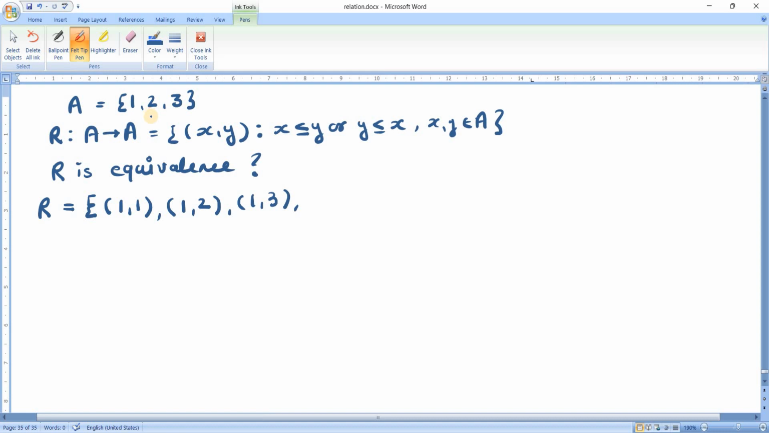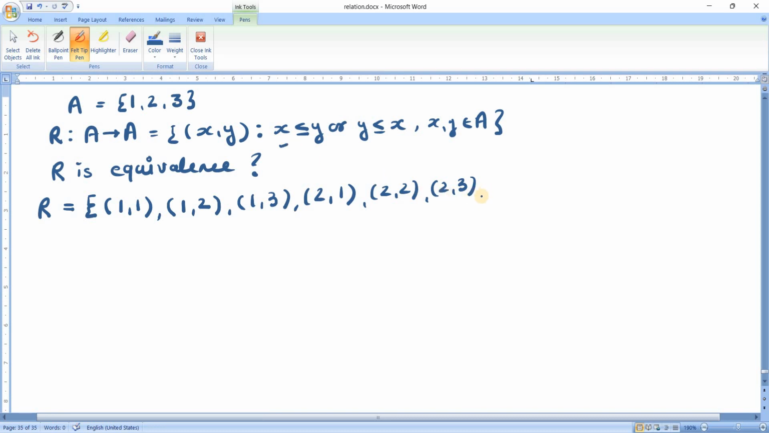Then we'll take the element 2 and see whether 2 is related with 1. Yes, 2 will relate to 1, so we can have (2, 1). Just like this, y is lesser than x, so it is following the second condition. Then we will also have (2, 2) as both are equal. We can see the equality condition is in both of the conditions. And then we'll have (2, 3) as well, as 2 is less than 3, following this condition.